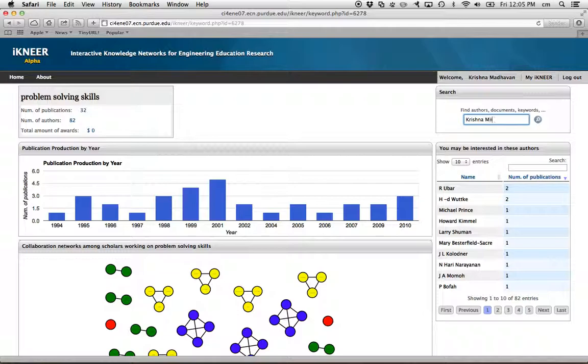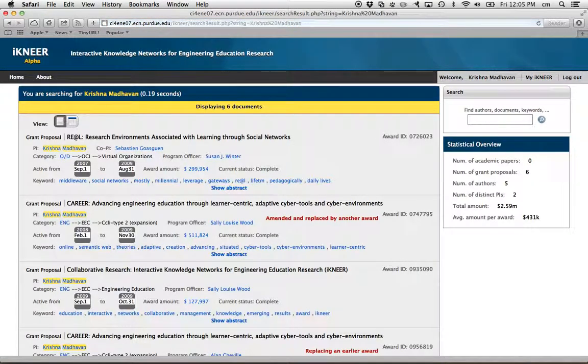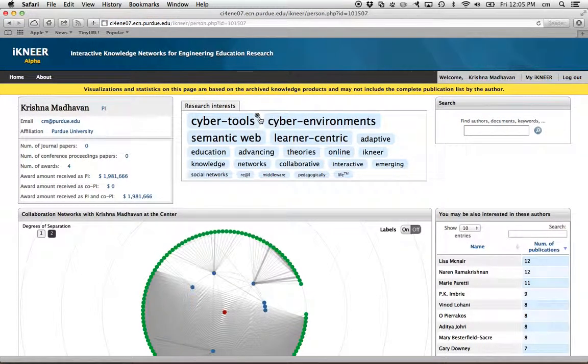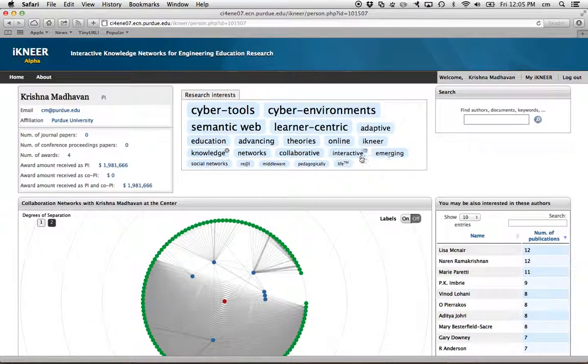In this case, I'm going to search for my own self, Krishna Madhavan, and I'm going to hit enter, and it shows me a list of all the proposals, and then you see the papers and so on. I'm going to go ahead and click Krishna Madhavan over here, and it shows me my full profile. In this case, I do work on cyber learning, I do work on cyber environments, I'm interested in interactive systems, emerging social networks, and so on.